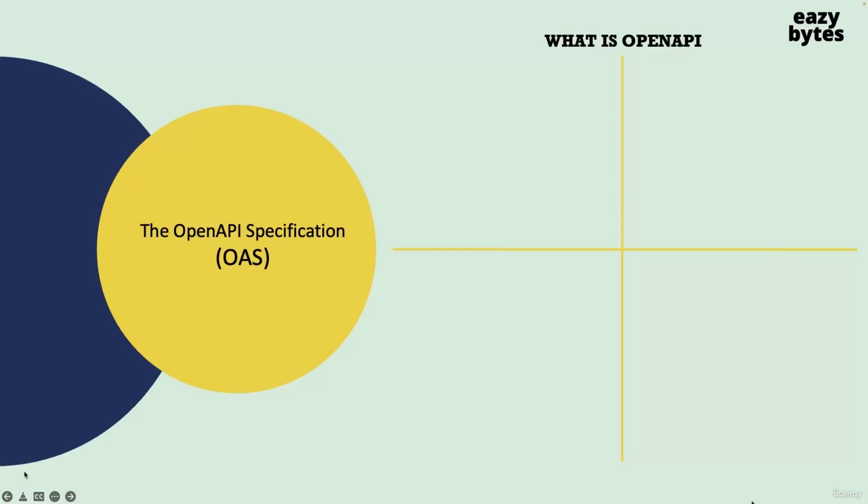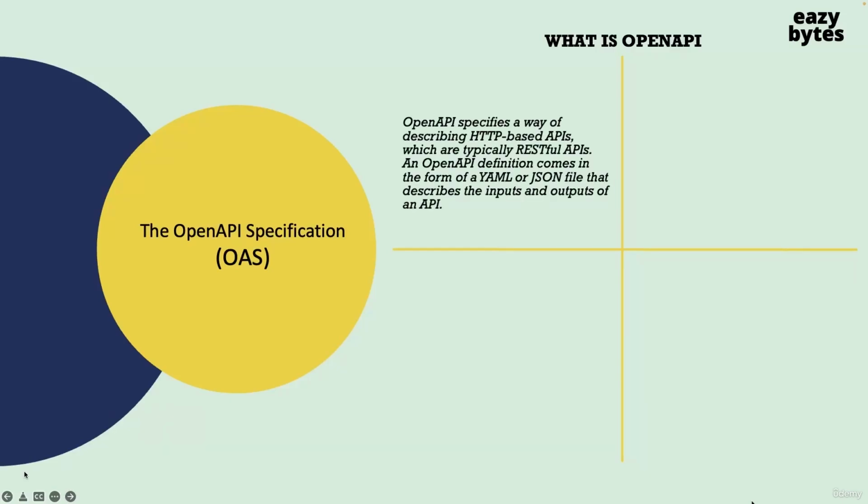OpenAPI specification in short form, we can also call it OAS. So OpenAPI specification is the full description of OAS. Whenever someone says OAS, or whenever I use OAS inside this course, it means OpenAPI specification. So please make a note of that.